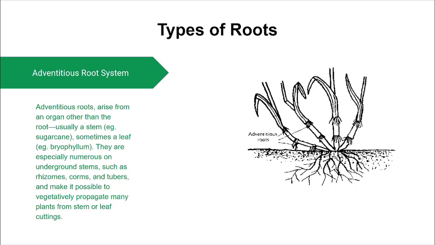The adventitious root develops from the parts of the plant other than the radicle. They may be underground or aerial and form a cluster of roots which may originate from the same point or area. For example, sugarcane and banyan.